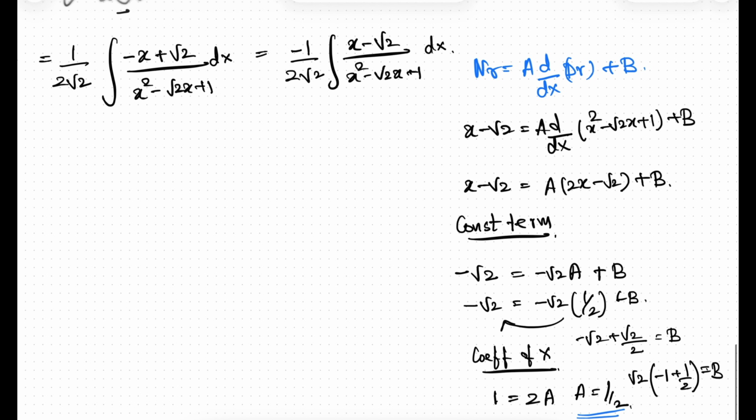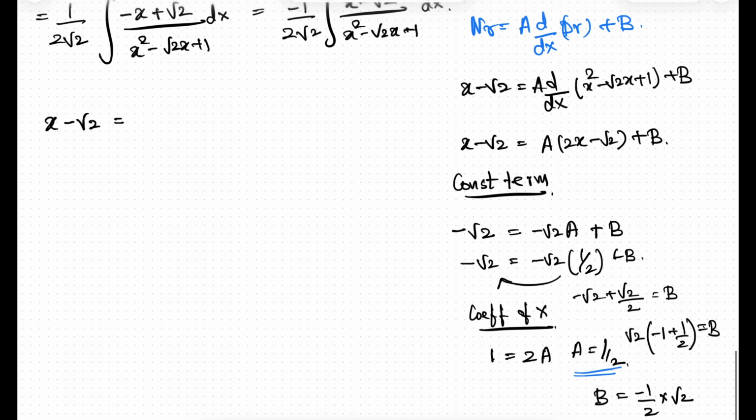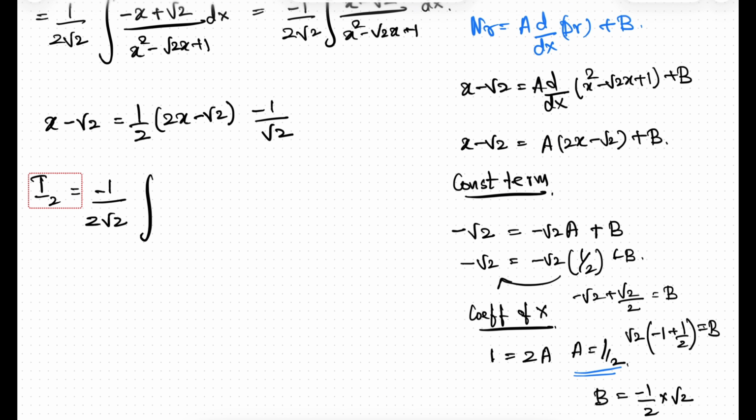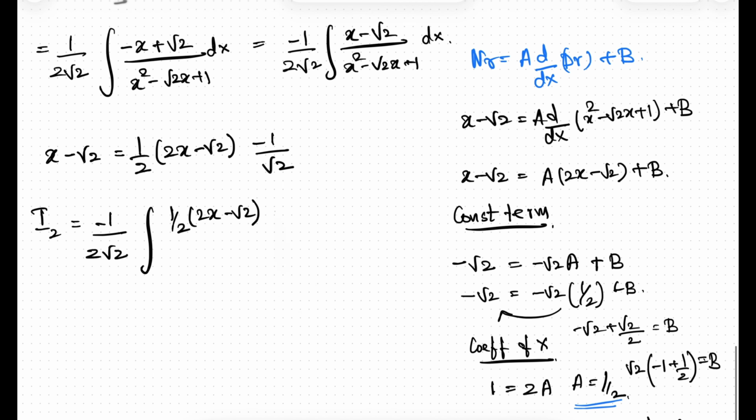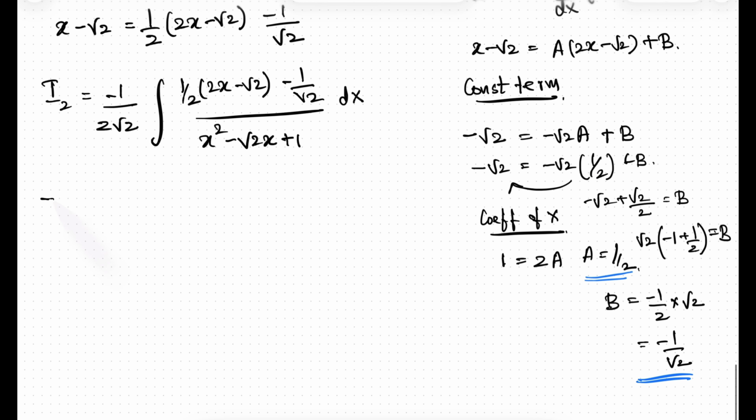So I can write x minus root 2 to be a times, a is 1 by 2, times 2x minus root 2, and your b is simply minus 1 by root 2. So the I2 integral now becomes minus 1 by 2 root 2 integral of 1 by 2 times 2x minus root 2 minus 1 by root 2 divided by x square minus root 2x plus 1 dx. I can do split division.